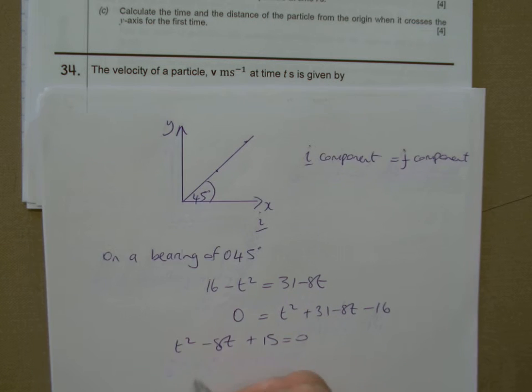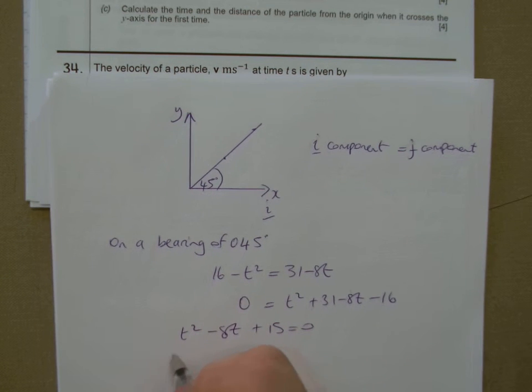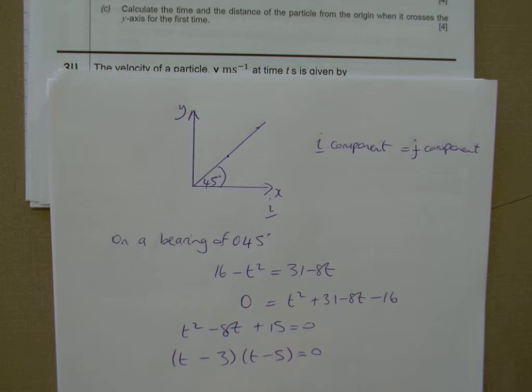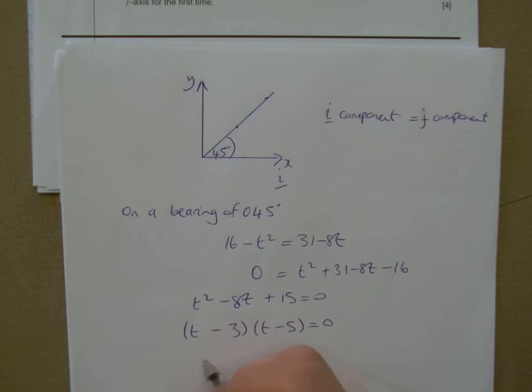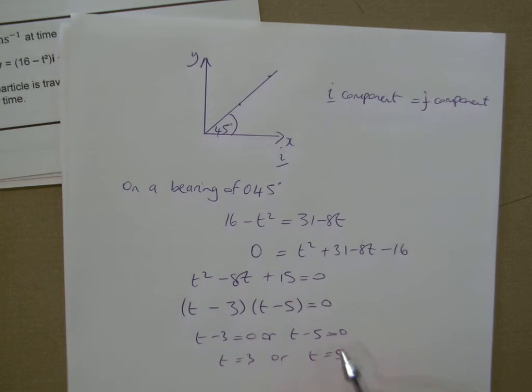Then we can factorize this: t minus 3, t minus 5. In the two brackets there, we need two numbers that multiply to give 15: 3 and 5. Make them both minus, so they add to minus 8. So that means t minus 3 is 0, or t minus 5 is 0. So then we've got t equals 3, or t equals 5.